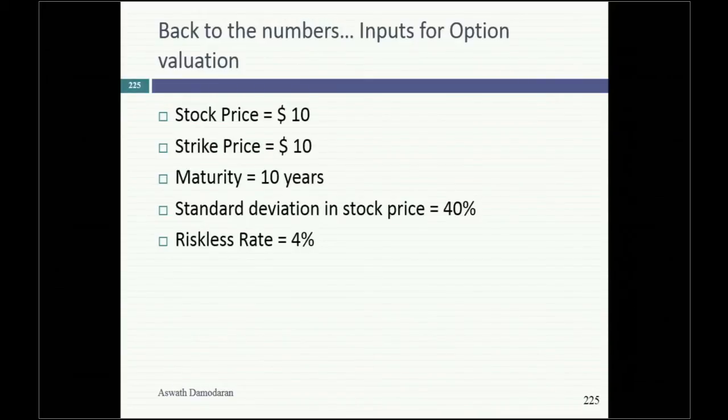Exercise price is 10, stock price is 10. The value that you got per share was 10. 10-year maturity, 40% standard deviation, 4%. So that looks like a traditional option, right? S, K, R, T, and sigma.